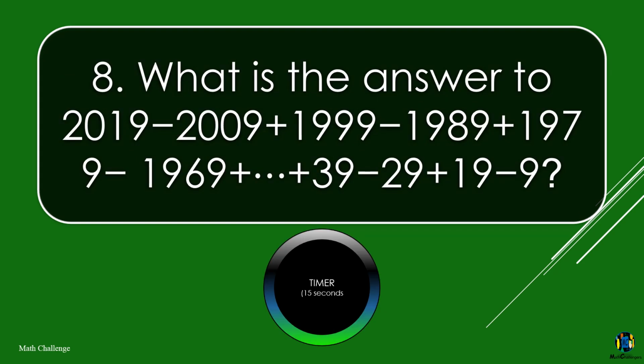8. What is the answer to 2019 minus 2009 plus 1999 minus 1989 plus 1979 minus 1969 plus up to plus 39 minus 29 plus 19 minus 9?